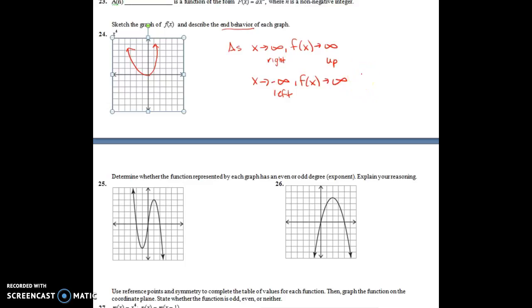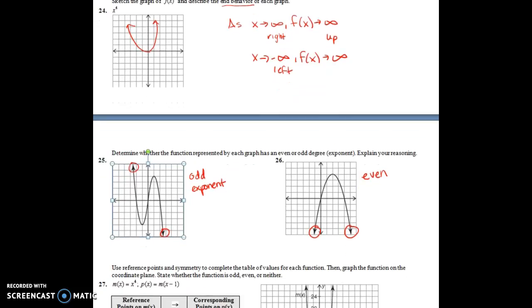If you look at the next two problems below or on the next page, 25 and 26, it was just saying determine whether the function by each graph has an even or odd degree or exponent. So again, this one had an odd exponent, and the reason that it's odd is because these arrows are in opposite directions. This one would have an even exponent because those arrows are in the same direction. So those are just some characteristics we talked about with graphs in Chapter 3.